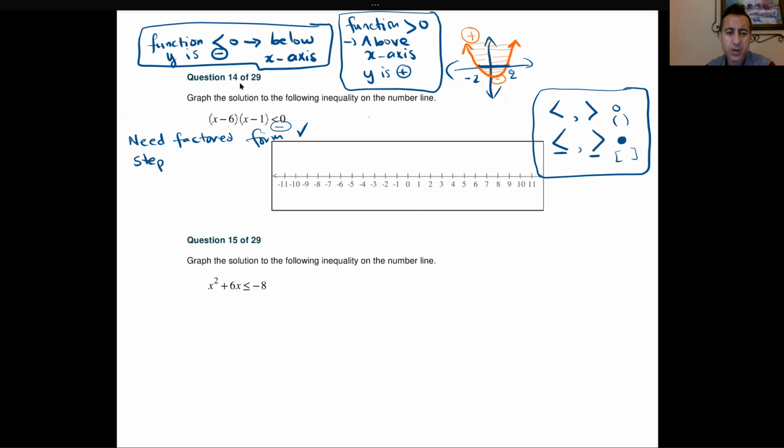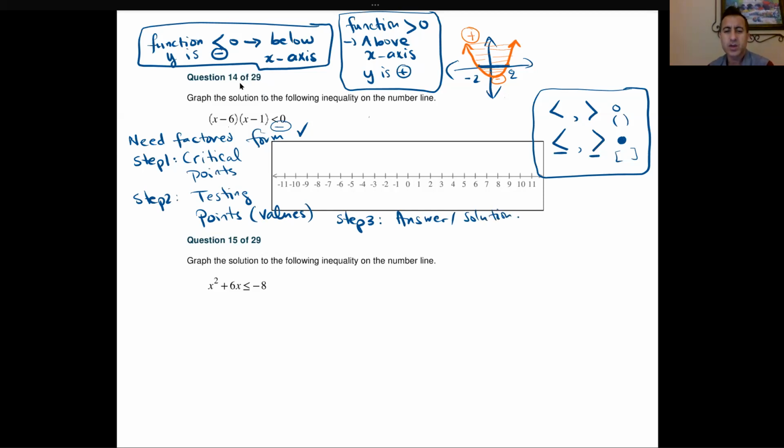Now we're going to do step 1 to find something we call critical points or values. And step 2, we're going to find testing points, or values, right? Once we find them, these two steps will allow us to find where it is negative. Then the final step, we're going to answer the question. If there is a solution, we're going to describe the solution either on the picture or with the interval notation, right?